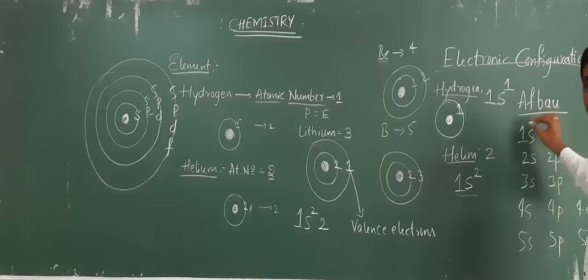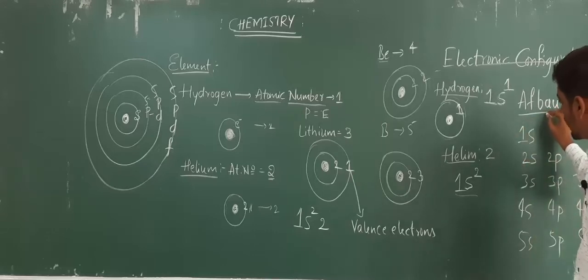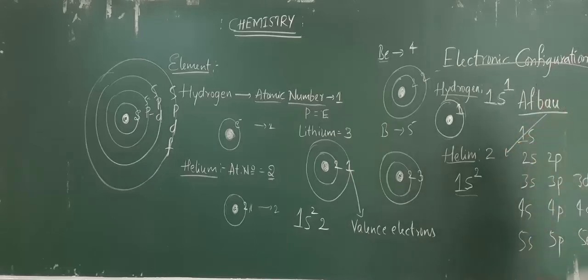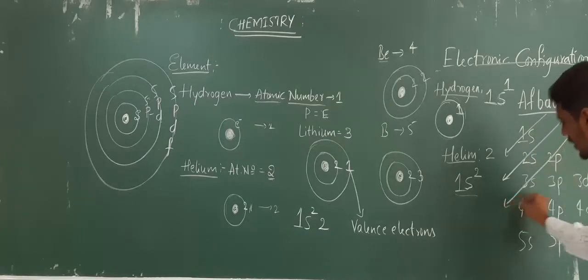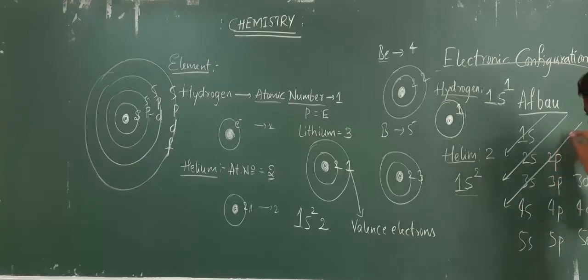Now the first electron is filled in the first shell. Then again you have to draw one arrow mark like this. It indicates after filling in first shell, it goes to the 2s, and then again draw one mark. Then it goes to, first this arrow mark passes through 2p and then it passes through 3s.